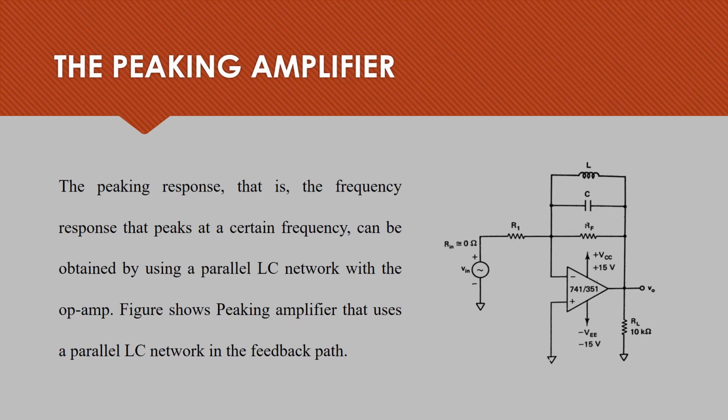So firstly we will be talking of a peaking amplifier. The peaking response, that is the frequency response that peaks at a certain frequency, can be obtained by using a parallel LC network with the op-amp. So you can see here an LC network. The figure shows the peaking amplifier that uses an LC network in the feedback path.